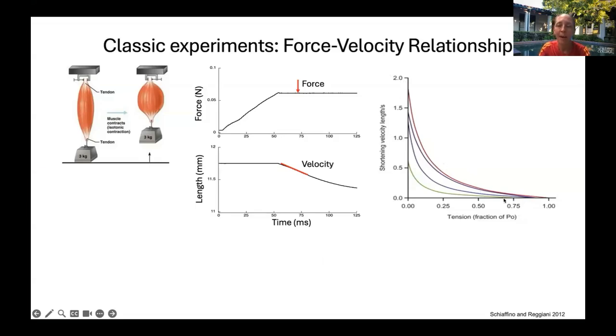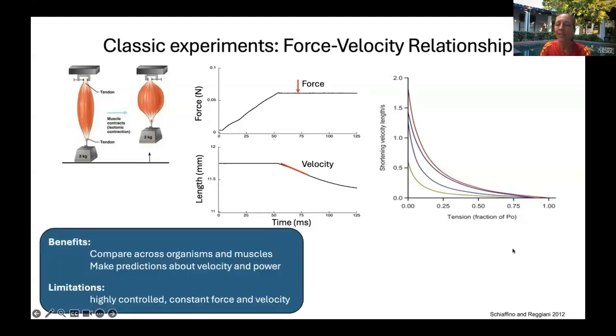And any one of these lines represents a different muscle, so that at really low loads, the muscle shortens really rapidly, and the shortening velocity decreases as the load increases until it can no longer move that load. And so again, the advantage of this is that we can see that different muscles have different shortening velocities. So we can compare across several different organisms and muscles, and we can make predictions about shortening velocity and the power output of the muscle. But once again, the limitation is that these experiments are highly controlled. The muscles are under constant force and velocity, and that doesn't necessarily represent what the muscles are doing in vivo.